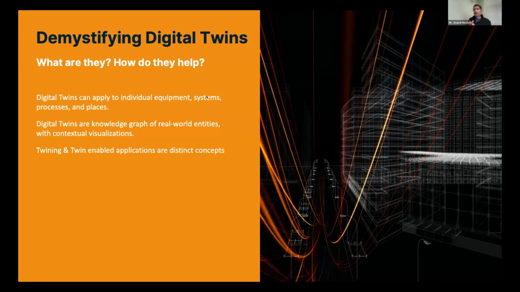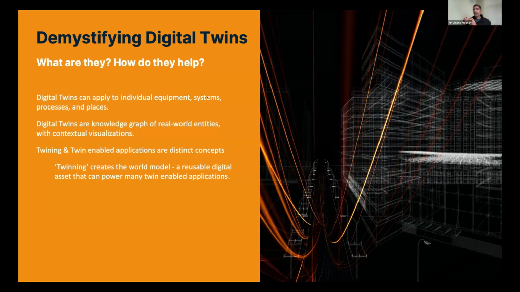The term twinning is different from twin-enabled applications, right? They're two distinct concepts. They're very adjacent concepts, but different concepts. So twinning is about creating a world model, whatever your world is. Your world could be a manufacturing process, it could be a construction process, a procurement process. Your world could be the maintenance of an airport, whatever that is.